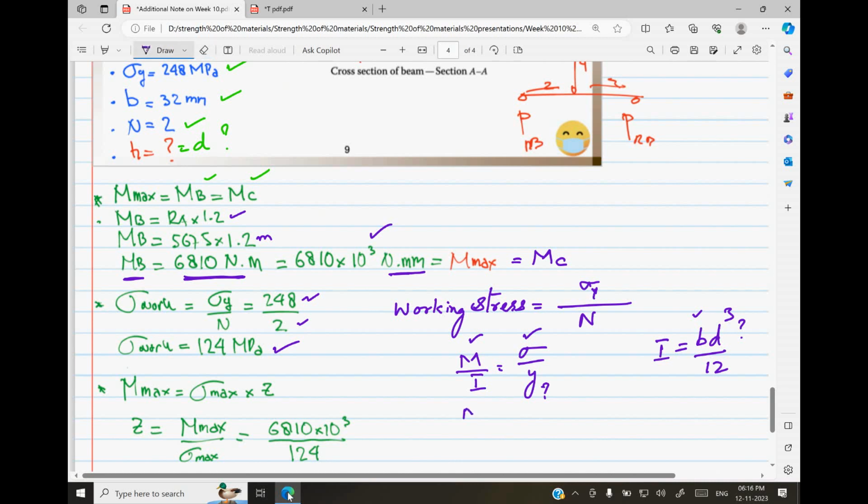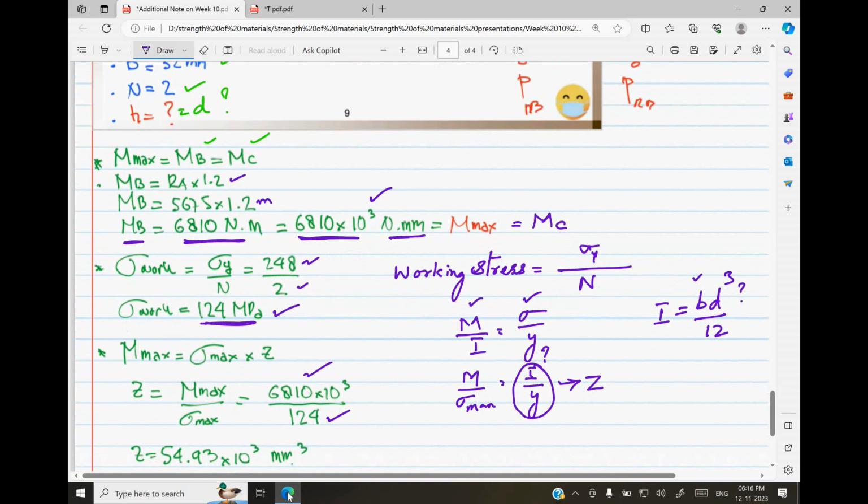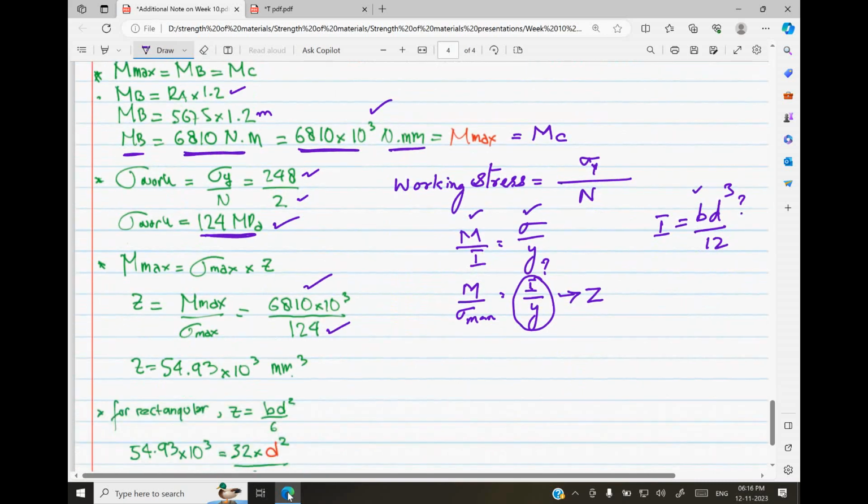M divided by sigma max is equal to I divided by y. I divided by y is nothing but we call it Z, that is section modulus. So now we know the value, 6810 is already present here, and then 124 is present over here. So now we get the value of Z, that is section modulus.